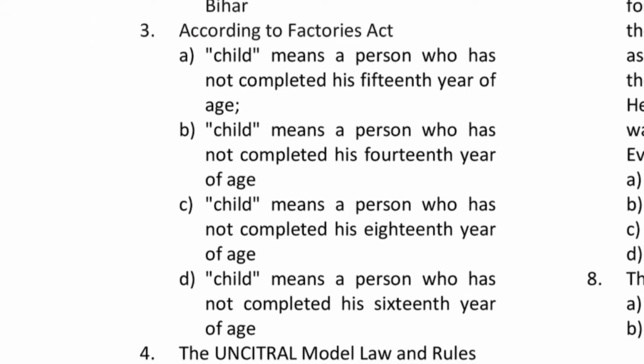Next is 3. According to Factories Act, child means a person who has not completed his 15 years of age. A is the answer. और ये definition कहाँ पर लिखी हुई है? In section 2C of Factories Act.